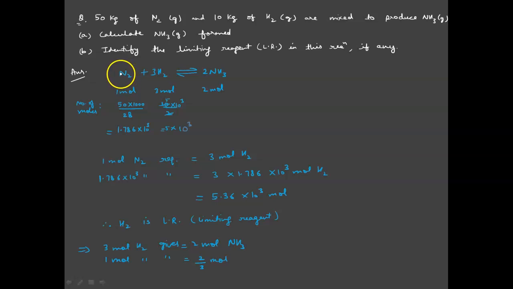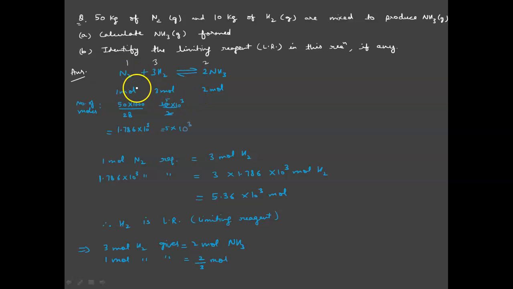Now, first of all, we will write the reaction N2 plus 3H2 giving 2NH3. Here we will balance it by 3 and here 2. Now it is 1 mole, it is 3 mole, it is 2 mole. Means 1 mole N2 requires 3 mole hydrogen to give 2 mole ammonia. It is the standard stoichiometric balanced reaction.